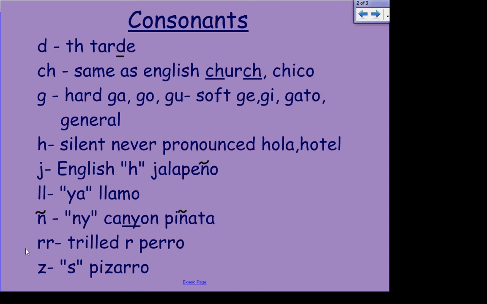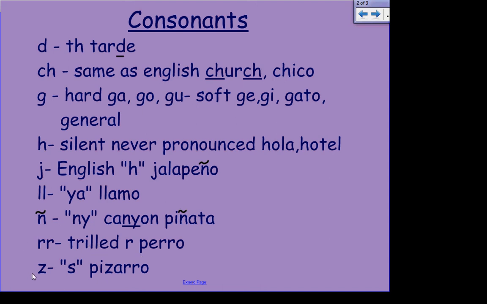Next we have R. R is a rolling R sound. It can be called a trilled R or a rolling R. You'll find it in words like perro. This sound can be difficult for some native English speakers because it's not a sound that we have in our alphabet, and so sometimes it can be a challenge. Some people it comes real easy, other people really have to work at it. But if you practice, it'll get better.